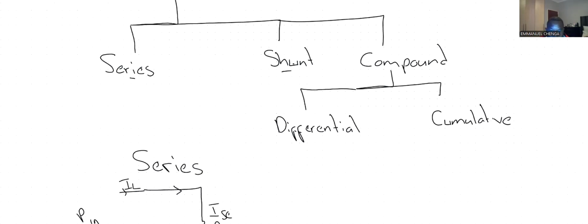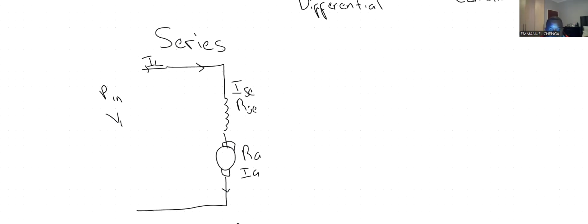So this is the diagram of a series circuit. If you're having a series motor, meaning your series resistance and the armature are connected one after the other. Since it's a series motor, the first thing you're supposed to know is that IL is equal to I series is equal to IA. So we are simply saying the current is the same.